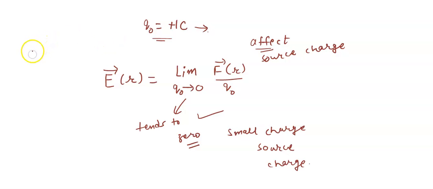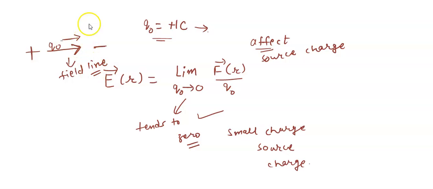Do remember that the direction of the electric field is always from positive to negative charge. If we draw an electric field like this and keep a charge Q naught here, it will always move in the direction of the field. This is called a field line. This positive charge will always move along the field line, which means field lines are always from positive charge to negative charge.